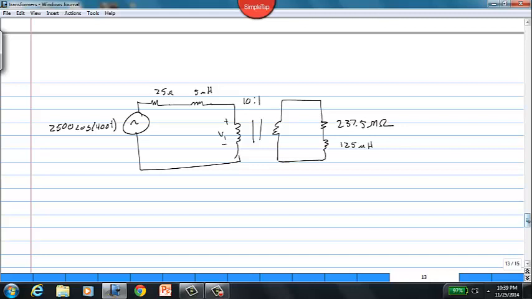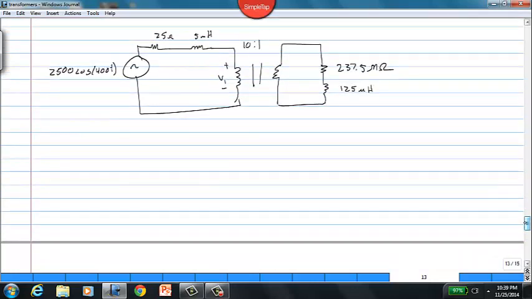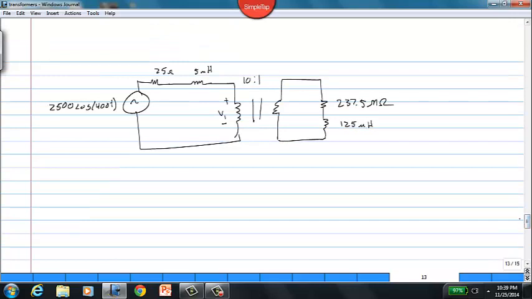So how do we use this ideal transformer in this model? Well, the first thing we need to do is convert these inductances of the generator and of the load into inductive reactance. We just do that by multiplying by j omega. So this becomes j times 400 times 5 e to the minus 3, and that's j 2 ohms. And this becomes j times 400 times 125 e to the minus 6, and that equals j 0.05 ohms. So we've done the transformation over.